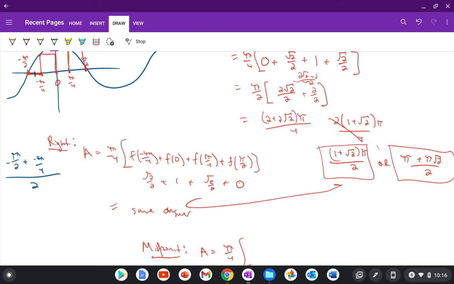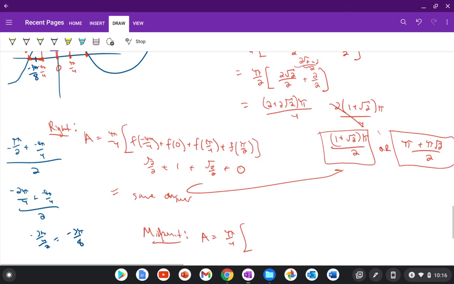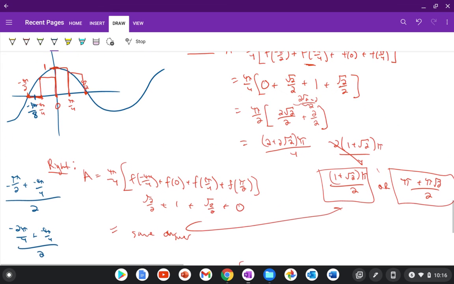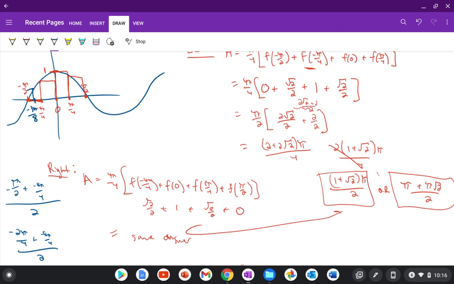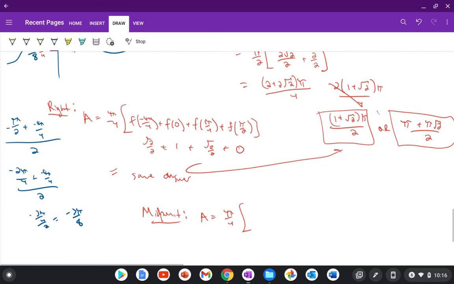When you do that, this would be negative 2 pi over 4 plus negative pi over 4, over 2. So that's going to end up with negative 3 pi over 4 over 2. You flip it and multiply, you get negative 3 pi over 8 is the midpoint there. Negative 3 pi over 8. So that's going to be my first height, negative 3 pi over 8.